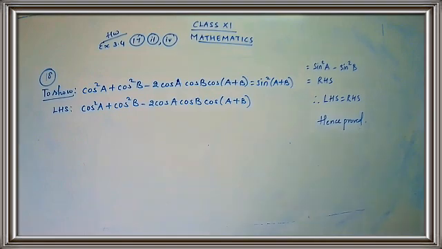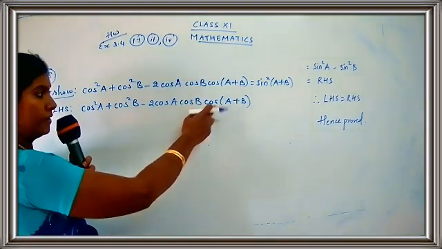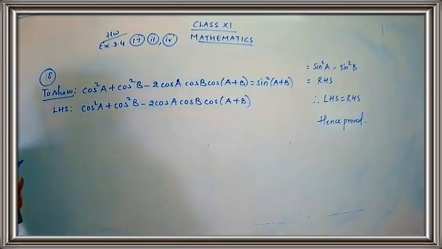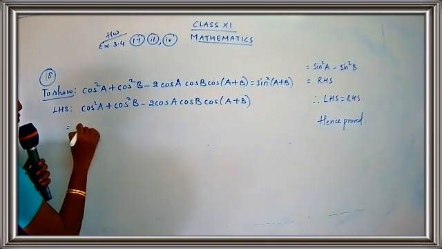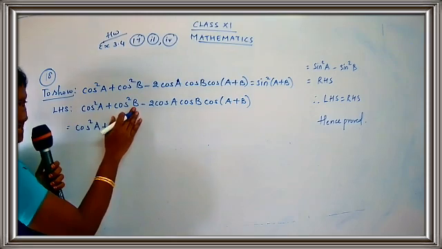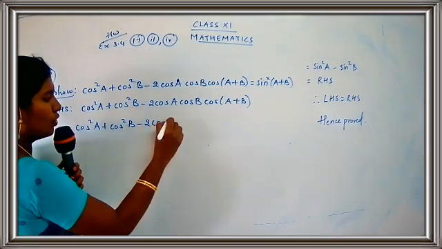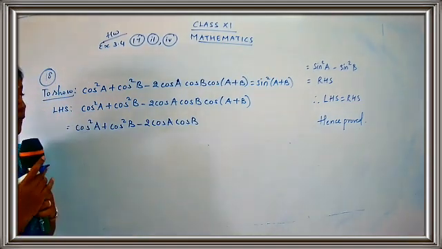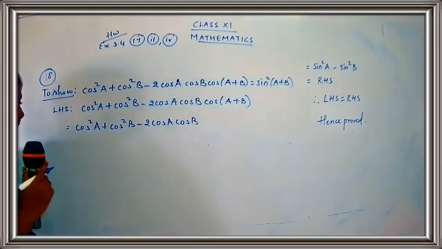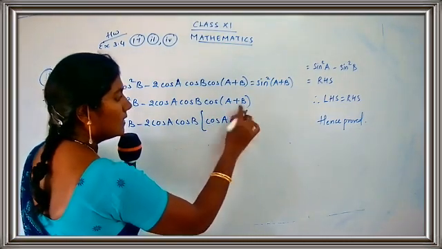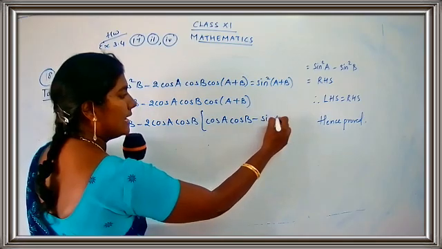Okay. Now what I'm going to do here is, we know the formula for cos of A plus B, students. So we are going to use that and write down the identity for it. So write down, this is equal to cos square A plus cos square B, keep everything as it is, minus 2 cos A cos B. What is the identity for cos of A plus B? Yes, it's cos A cos B minus sin A sin B.